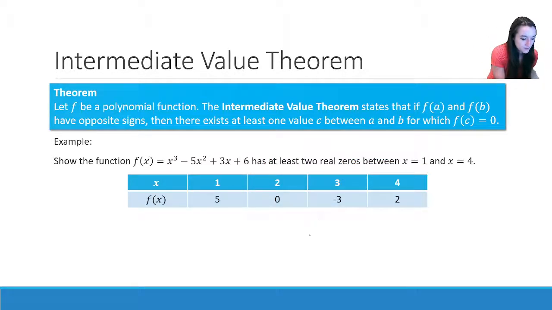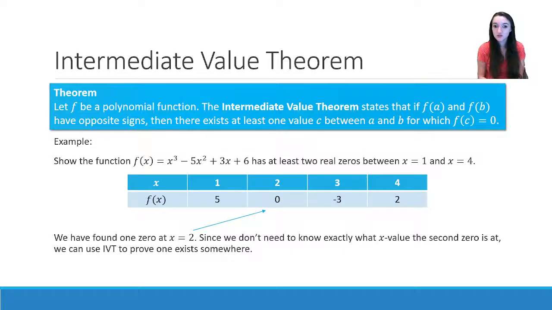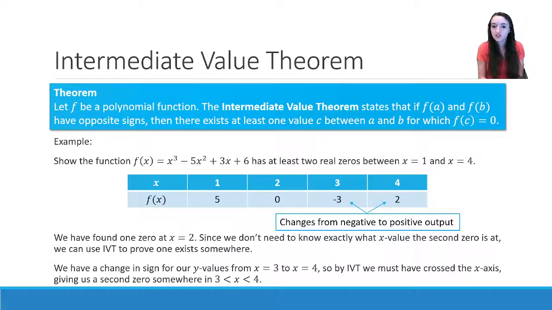When x equals 3, so let's see, 1, 2, 3, f of x equals negative 3. So we're here. Then, when x equals 4, f of x equals 2. So we are now here. So some stuff could have happened in the middle, but at some point we had to cross. And so yes, a 0 exists somewhere in the middle. So we can state that we found one 0 specifically at x equals 2, but since we don't need to know exactly what x value the second 0 is at, we can use IVT to prove one exists somewhere. So, because we have that change in sign for our y values from x equals 3 to x equals 4, by IVT, we must have crossed the x-axis, giving us a second 0 somewhere between 3 and 4. We don't know exactly where it is, but that's okay.